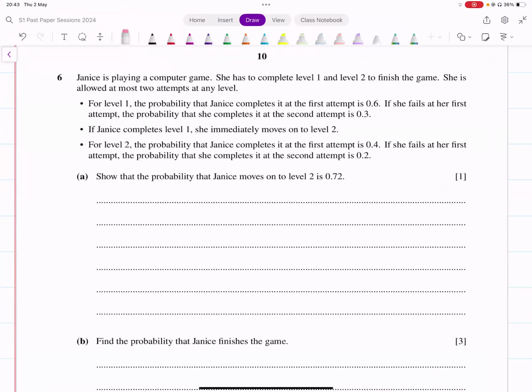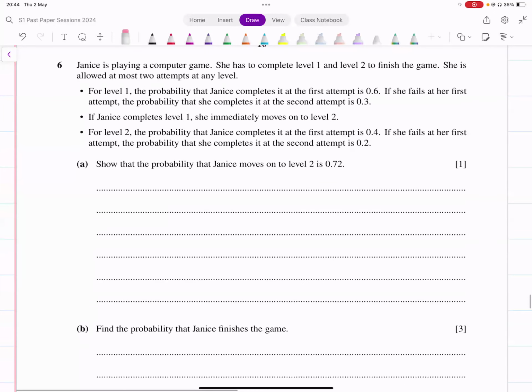For level 1, the probability that she completes it at the first attempt is 0.6. If she fails at her first attempt, the probability that she completes it at the second attempt is 0.3. If she completes level 1, she immediately moves on to level 2. Okay, that's a lot of information to process. Let's break it down and read it step by step.